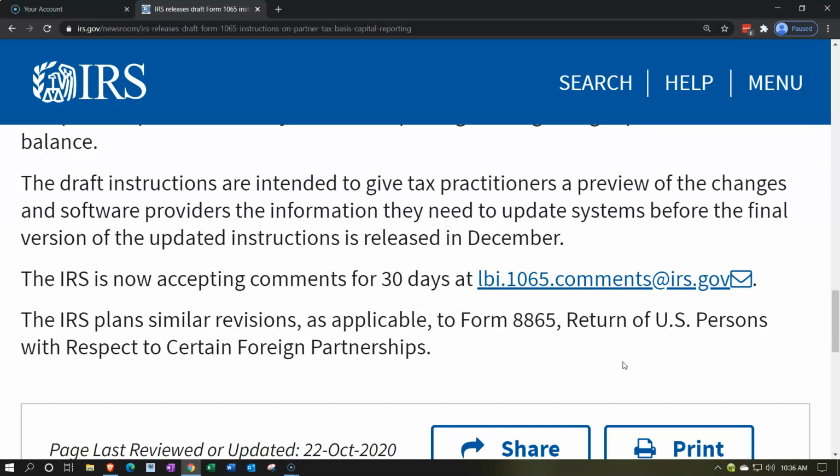The IRS plans similar revisions as applicable to Form 8865, Return of U.S. Person with respect to certain foreign partnerships.